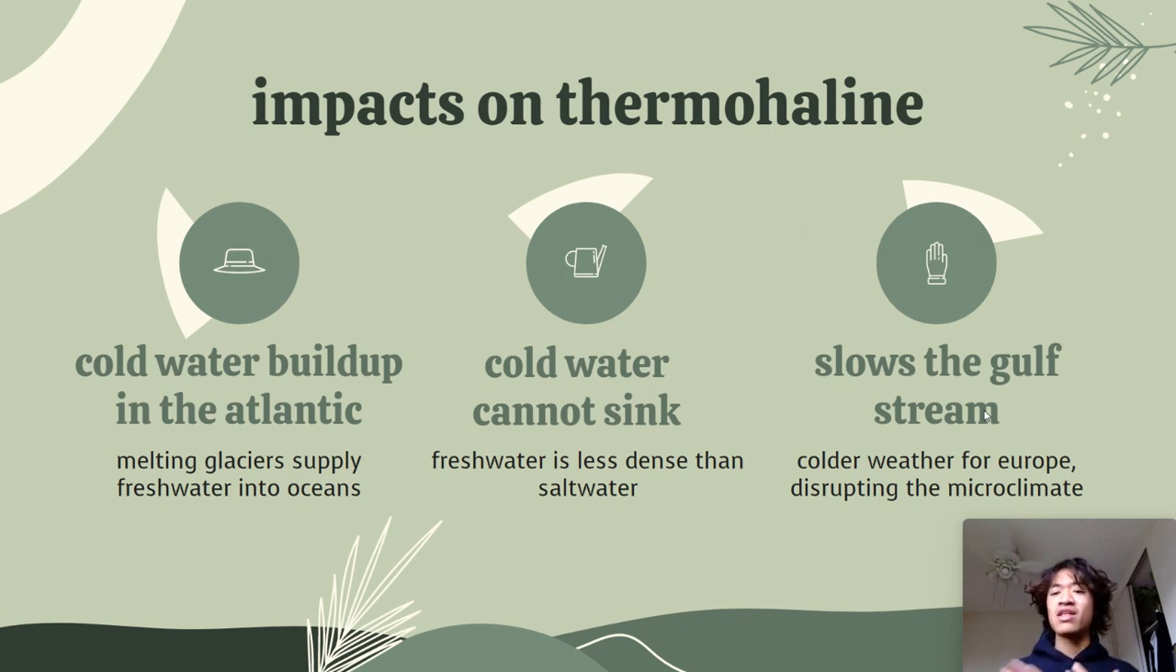And because of that, this slows down the Gulf Stream or even stops it completely because this cold water cannot be sunk back down and brought back to the equator, right? So this can cause colder weather for Europe and it can disrupt other microclimates as well because the Gulf Stream is not carrying heat towards these parts of the Earth.